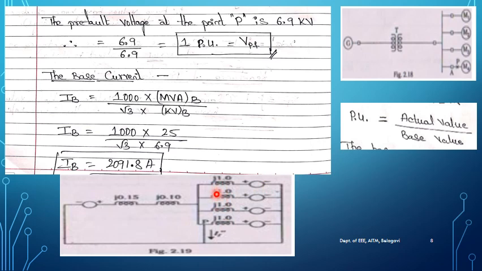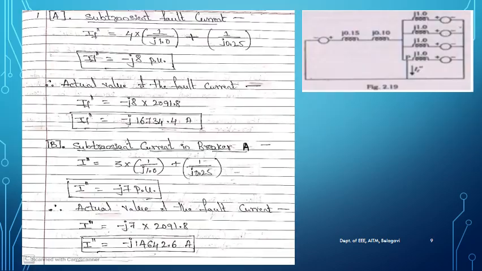There are four motors, so you connect each of the windings in parallel, and the fault is occurring at point P for motor 4. So let us consider this point P, where the fault is happening. Due to that, you short circuit these two points so that a fault is created at this point P. So this is the equivalent reactance diagram for our power system.